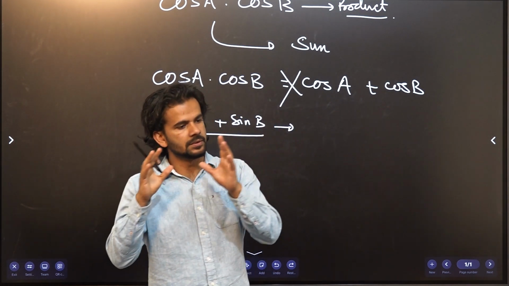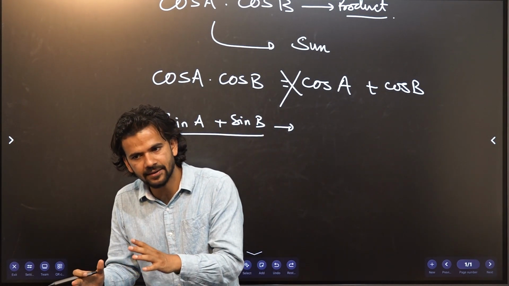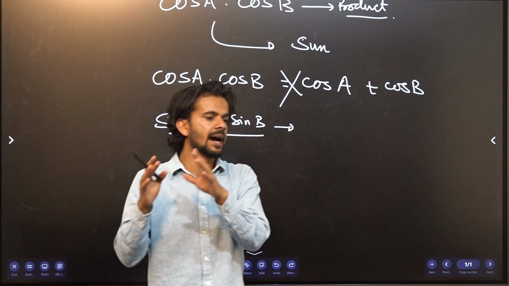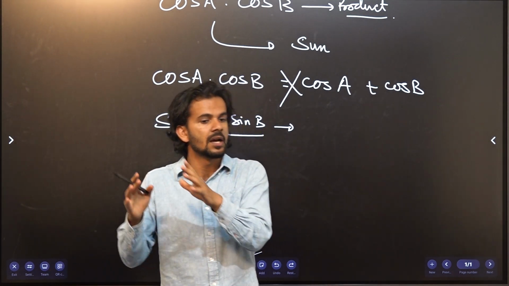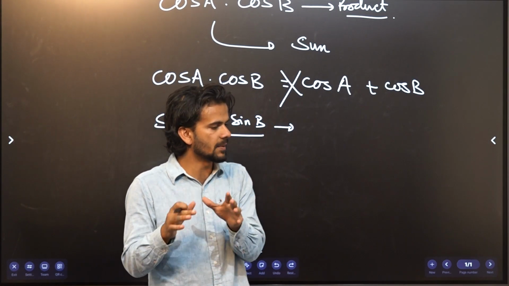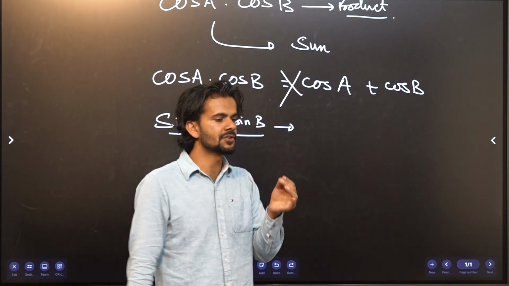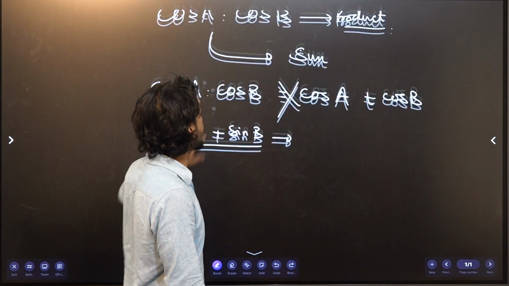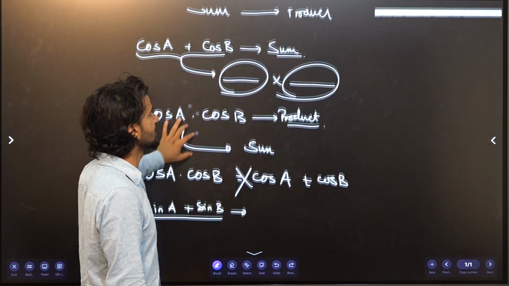If a product is given, I should know how to convert it and write it as a sum, and then I should be able to learn how to change or convert a given sum, or a trigonometric function in the form of sum, into a form that is a product. That is the objective. Do you understand the objective of this class?